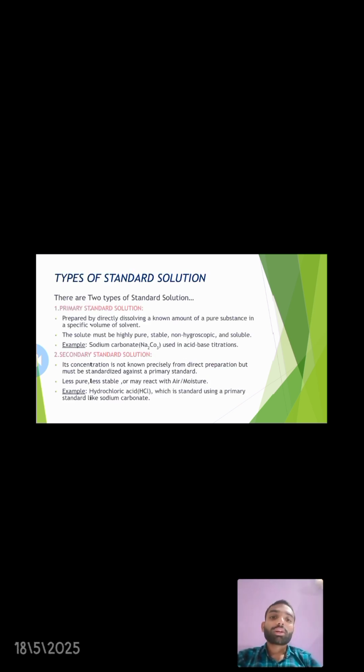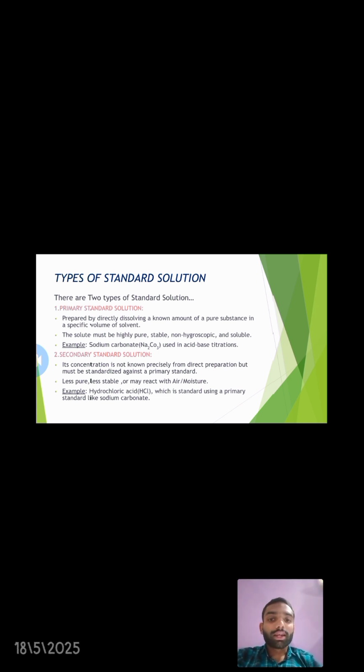Next we discuss types of standard solution. There are two types of standard solution. The first one is primary standard solution, the second one is secondary standard solution. A primary standard solution is prepared by directly dissolving a known amount of a pure substance in a specific volume of solvent. The solute must be highly pure, highly stable, non-hygroscopic, and soluble. Example: sodium carbonate is used in acid-base titration.